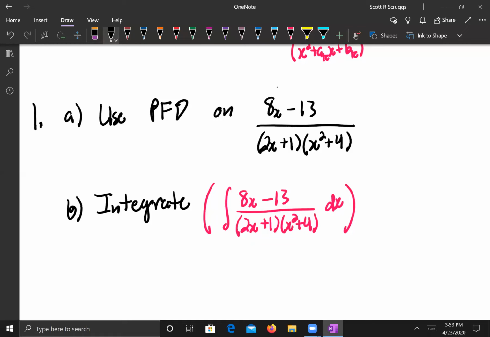Keep working on that problem. Just want to make a note. Nick, you found your constants for the partial fraction decomp. Make sure that you let me know, and I'll give you feedback on that.